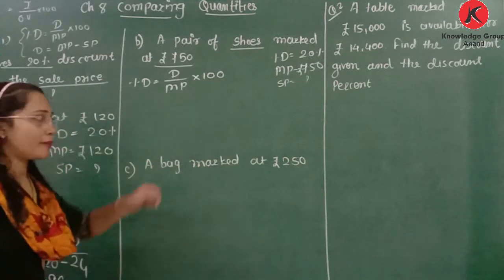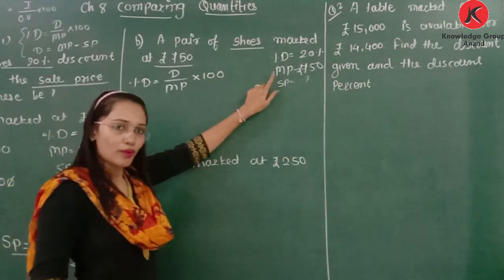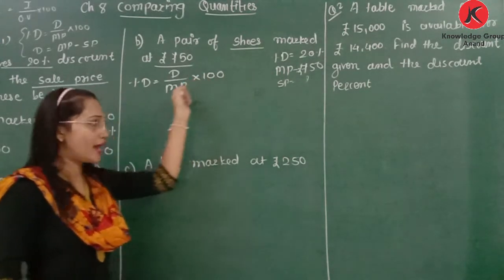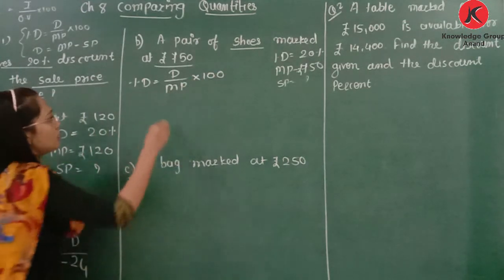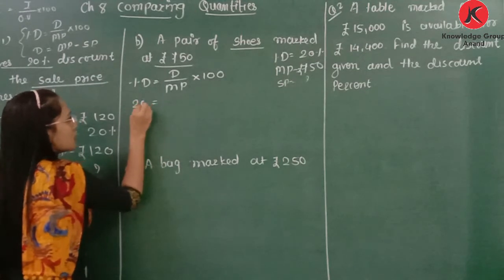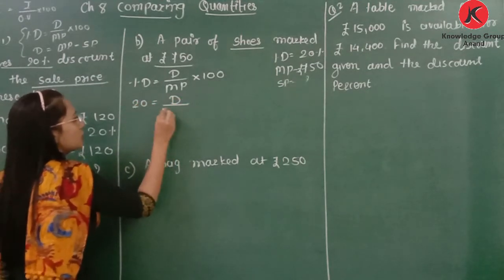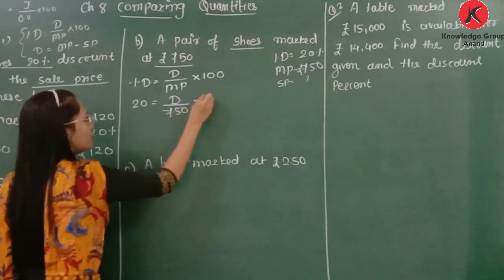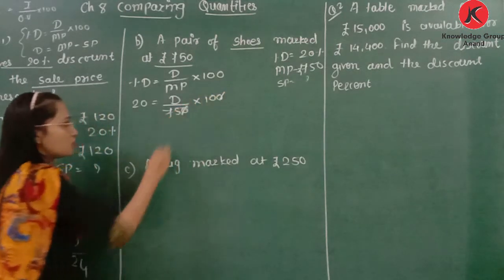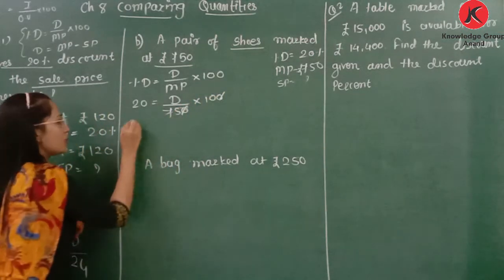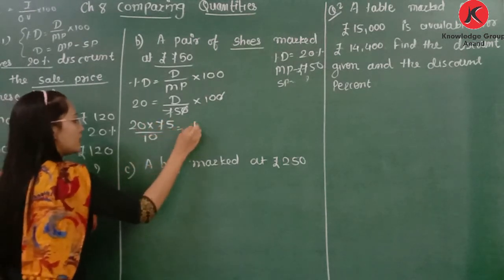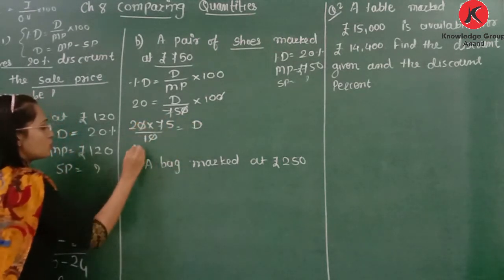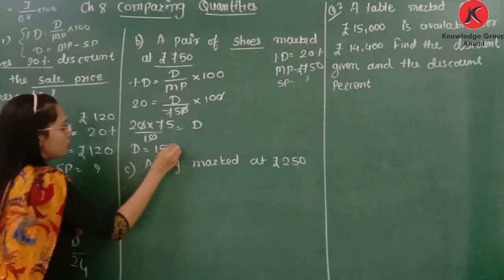So whenever the marked price is given, you can directly use this equation because it gives the answer. So here the percentage discount is 20, 750 multiply 100. So 10 will be cancelled out, 750 in a multiplication and 10 in a division. That is our discount in rupees. So discount will be 150 rupees.